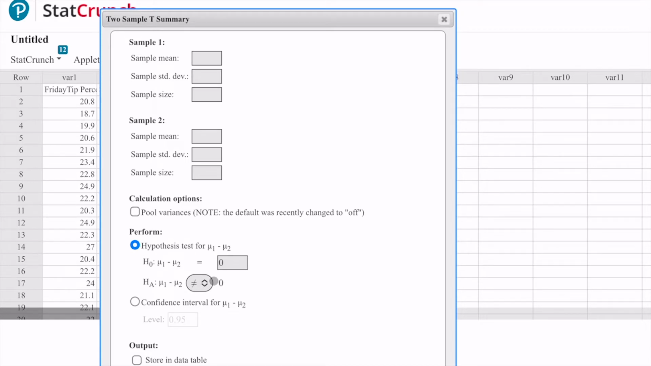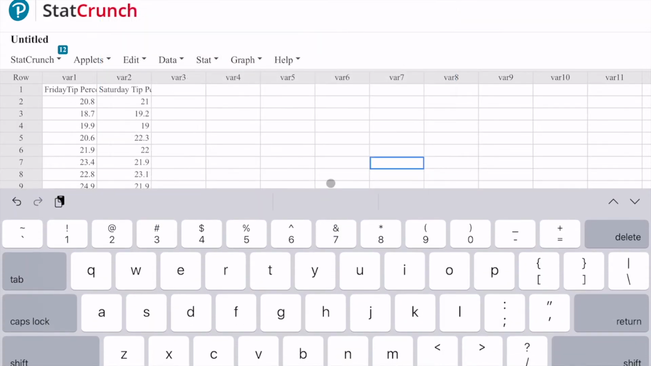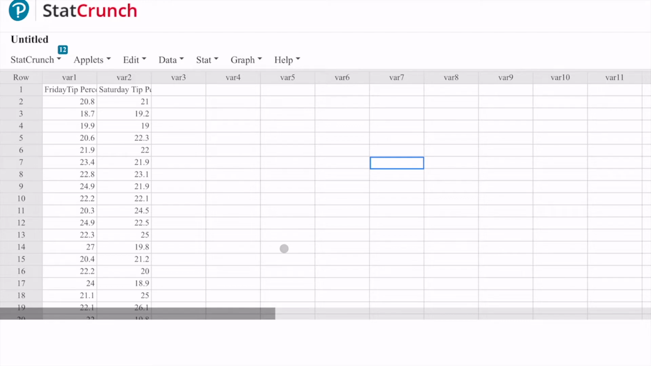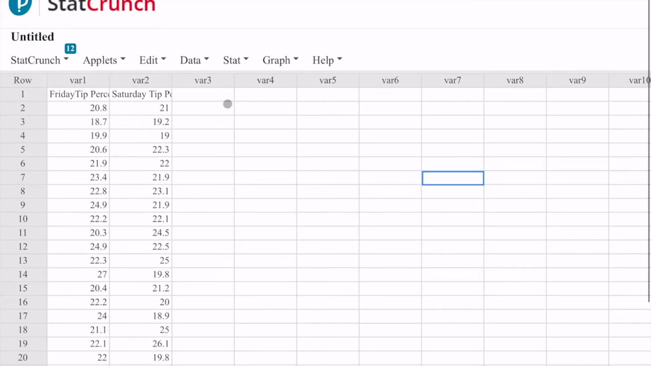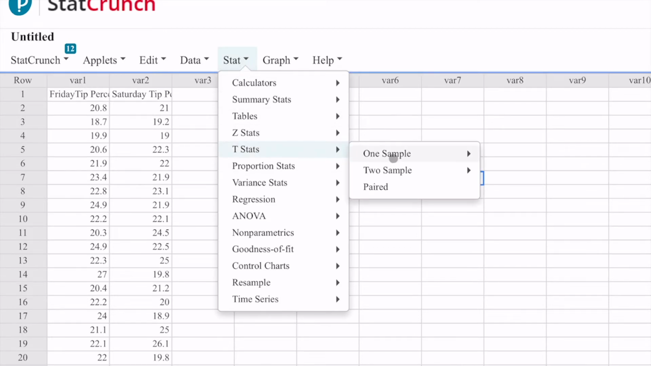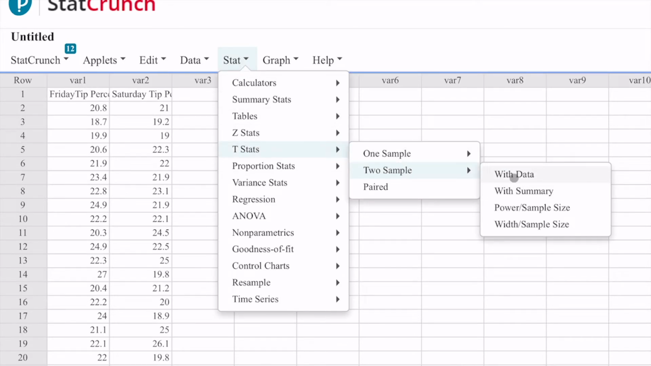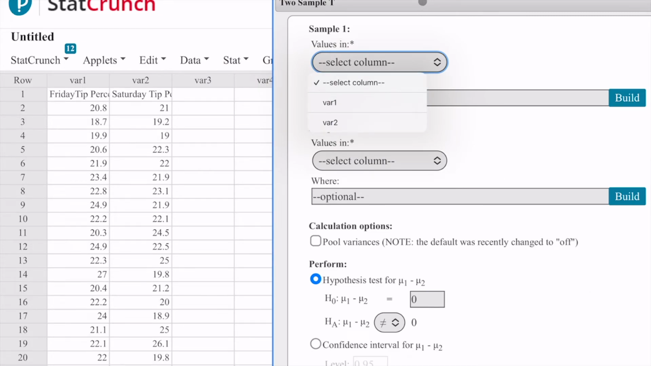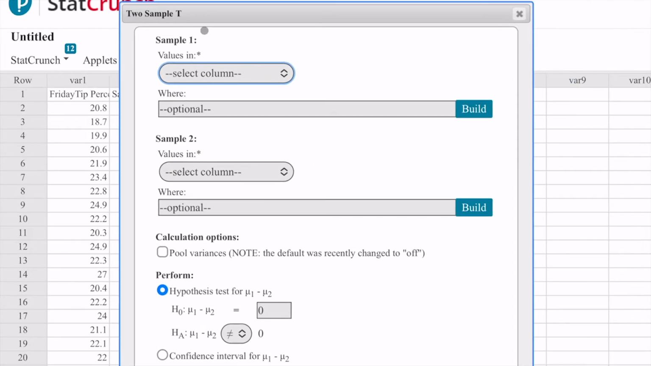So if you have just the data, they give you just the sample standard deviation and the mean and stuff, this is where you would go. Excuse me, if you had just the summary statistics. But for us, we have the actual data. So when we go back to stat, t-stats, and two sample, we're going to go to with data. Okay. And so now what do we put in?